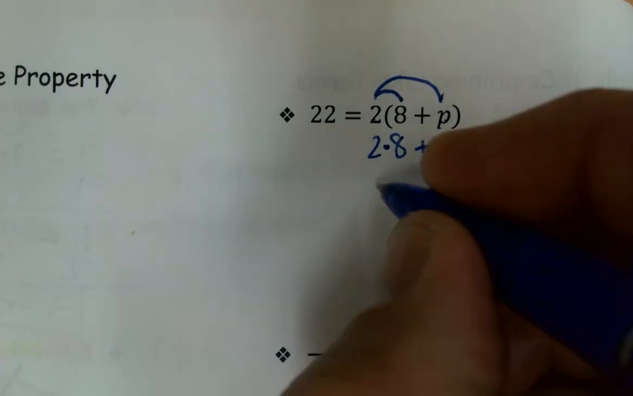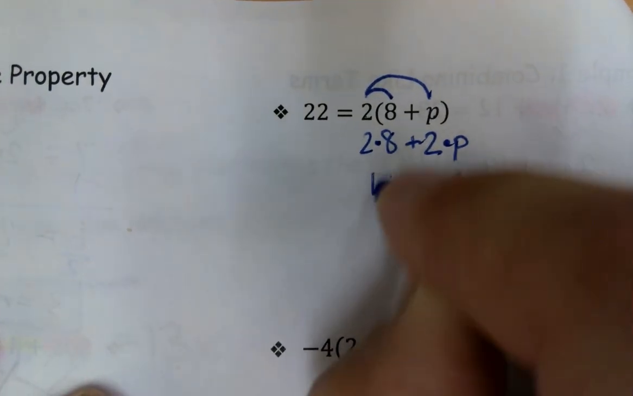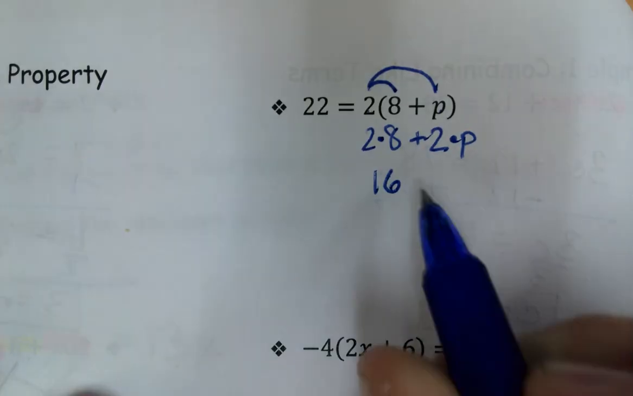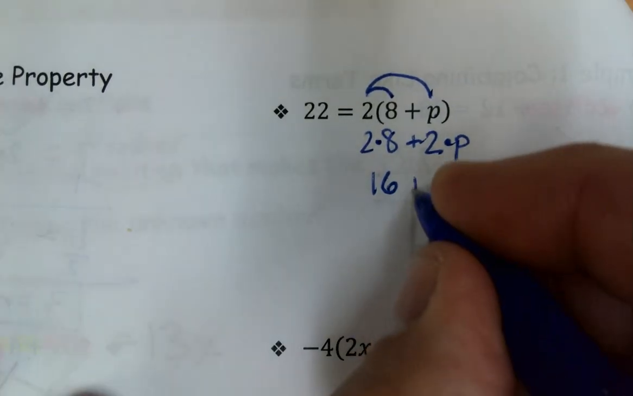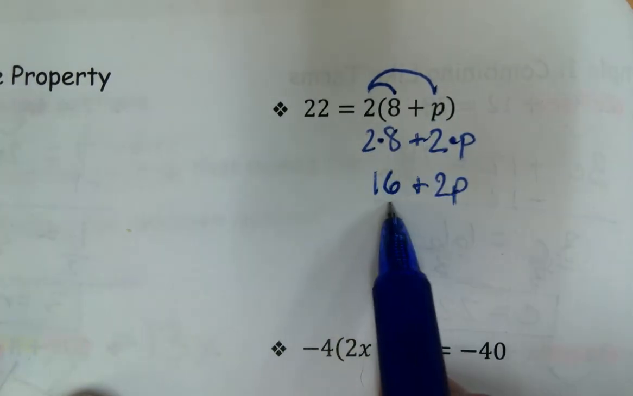So 2 times 8 is going to give me 16. I wrote 18. I can do simple math. 2 times 8 is 16, and 2 times p is 2p. So we've done the distributive property.